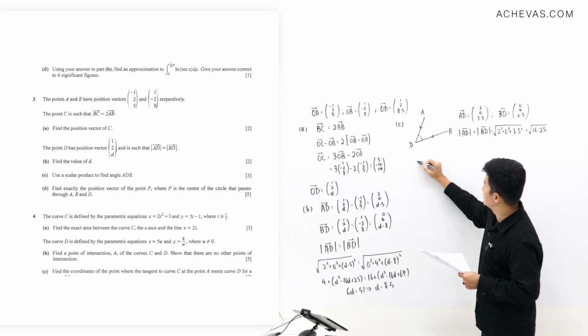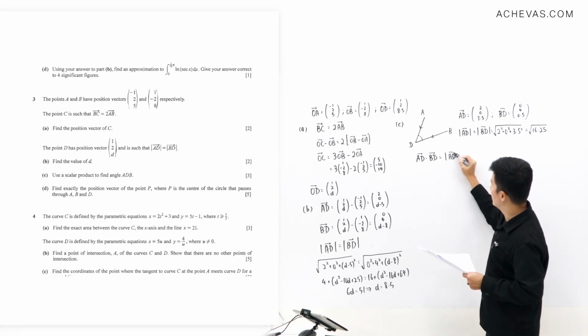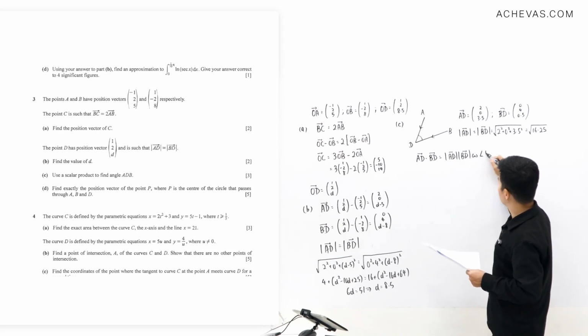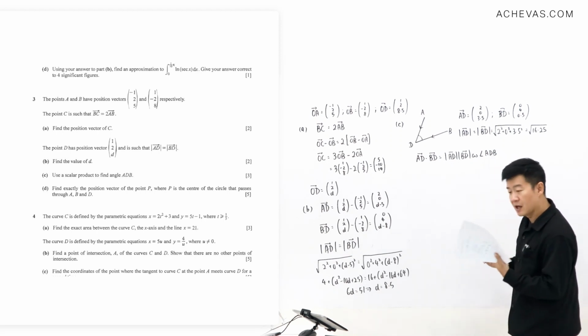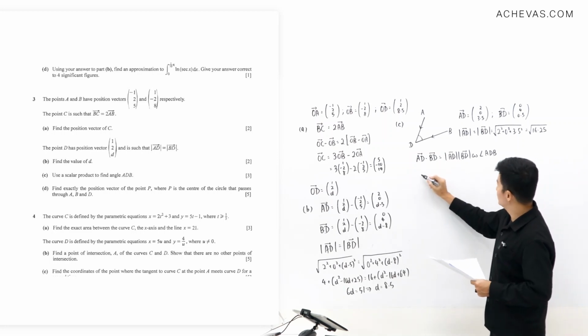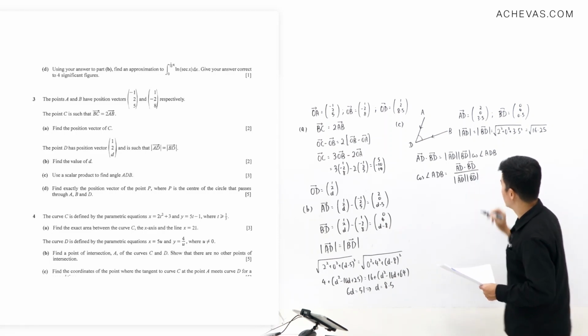And now let's try to do a dot product using these two vectors, which is AD dot BD. This will be the modulus of AD, the modulus of BD, then the cosine of the angle ADB. And we are supposed to find this angle, angle ADB. So the cosine of angle ADB will be AD dot BD divided by the modulus of this and the modulus of this.